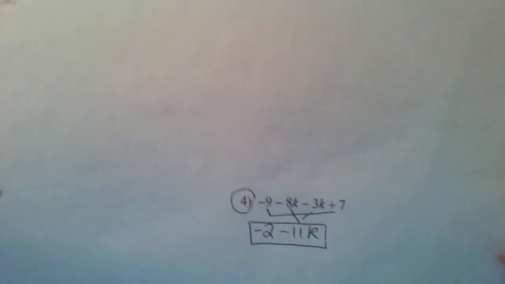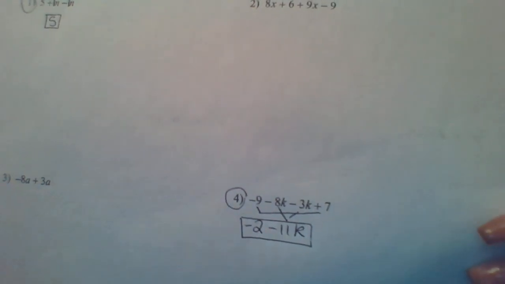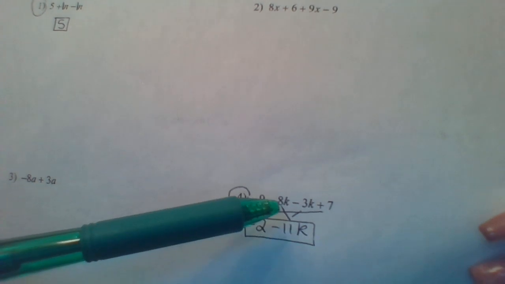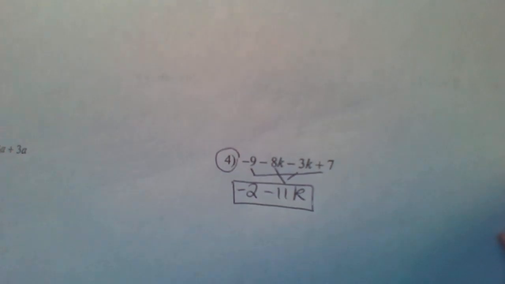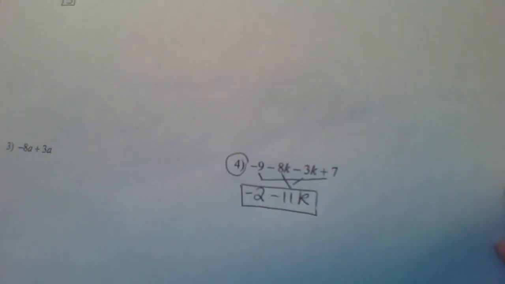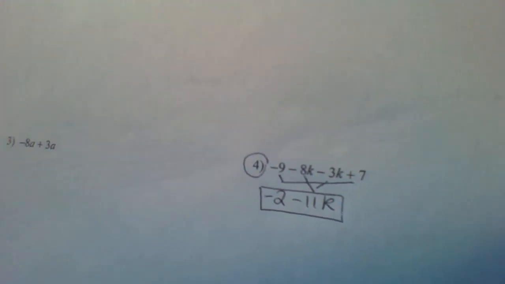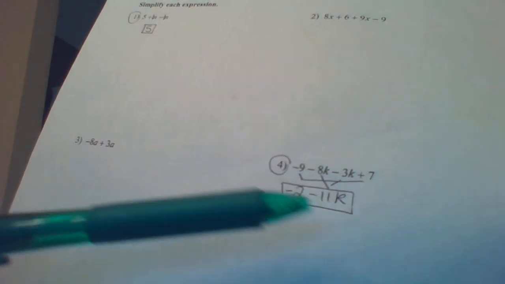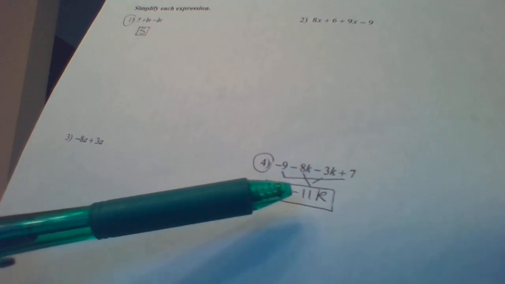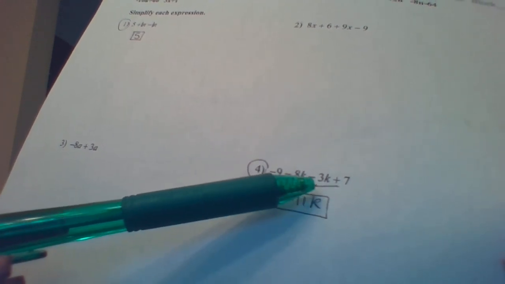The next problem I wanted to review was problem number 4. So in problem 4, you're given the expression negative 9 minus 8k minus 3k plus 7. And again, all we can do, since there are no parentheses, is combine like terms. So the two like terms we have in this particular problem are negative 9 and 7. These two terms are like terms because they both don't have a variable. Negative 9 plus 7 gets us negative 2. The other two like terms we have are negative 8 and negative 3.